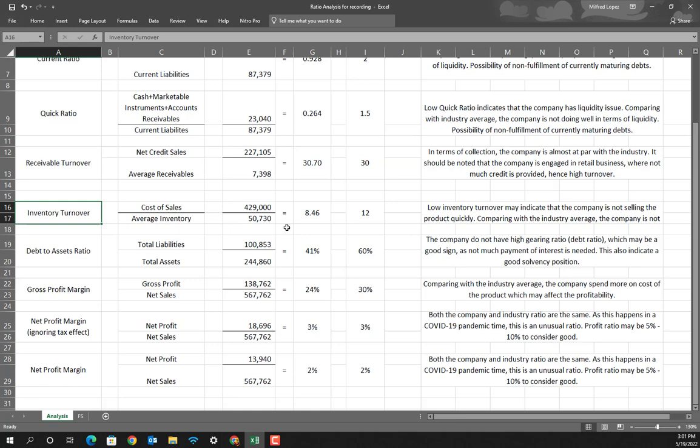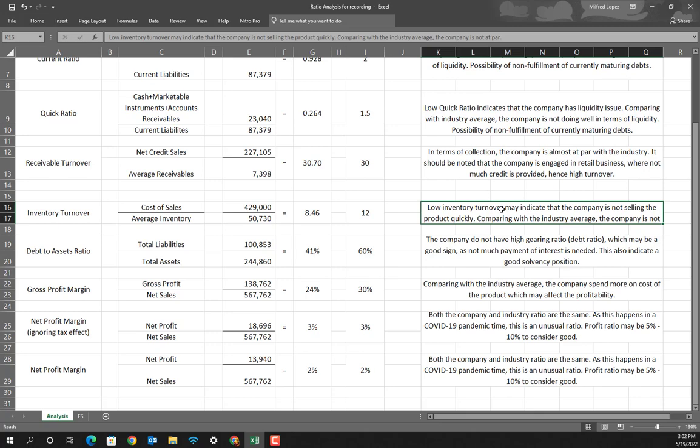Now, inventory turnover, we have cost of sales and then average inventory. Same with receivable turnover here: opening inventory and then closing inventory, the sum you have to divide by 2. Now, if there is a low inventory turnover compared with the industry, it means that the company may not be selling their product as fast as they can compared with the industry.